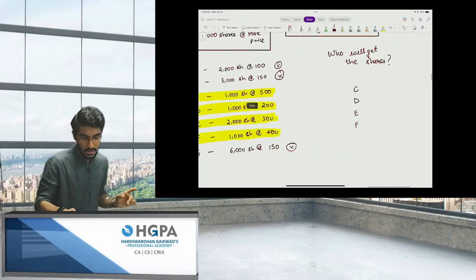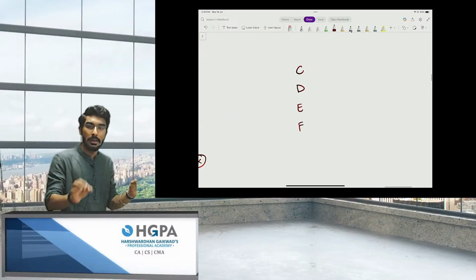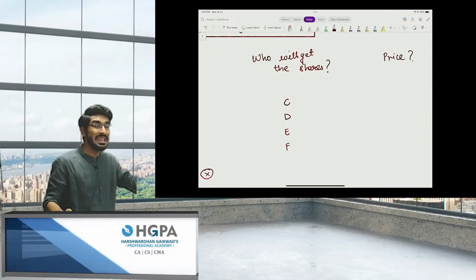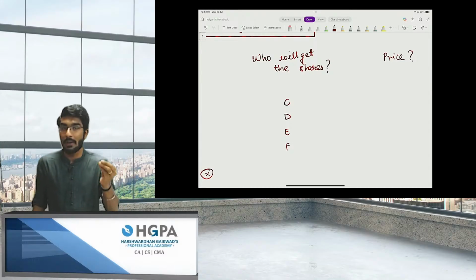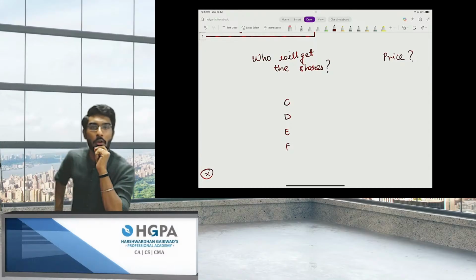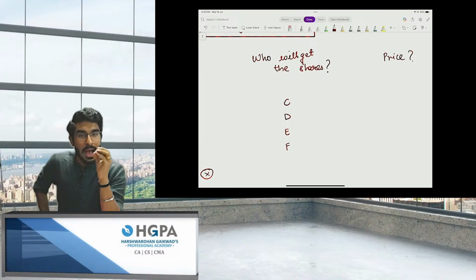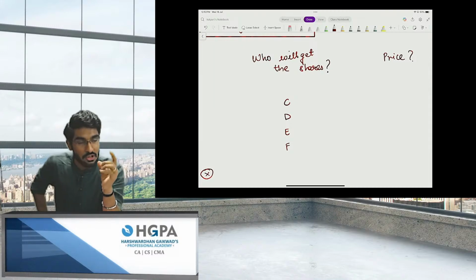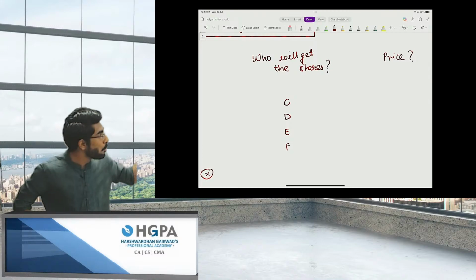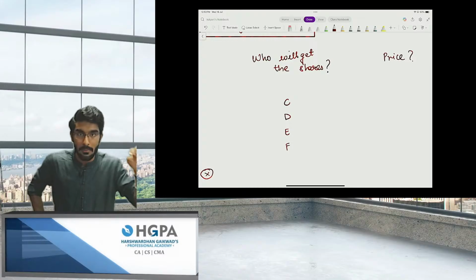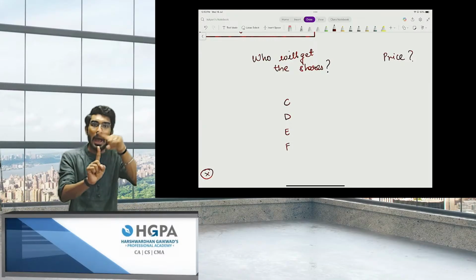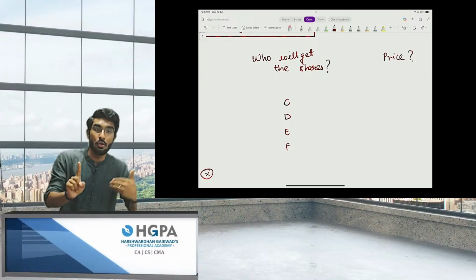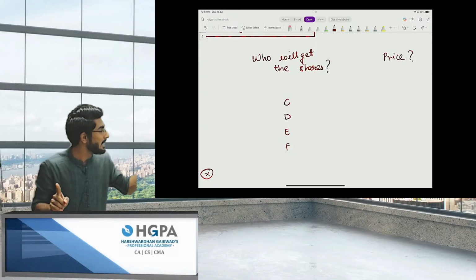Now, the important question is, now that we know that, we will give shares to C, D, E and F. Why? Because they have quoted the maximum price. Now, the important question is, what should be the price at which shares should be given to all of them? What should be the one price at which you have to give shares to all four of them? C, D, E and F.